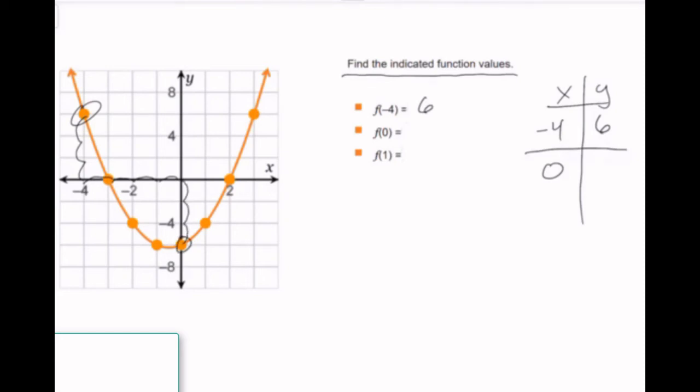Now, the next one, f of 0. When x is 0, you do not go to the right or left, you stay at the origin. And how many spaces would you have to go down? 6 spaces. In the downward direction, that's negative 6. So f of 0 equals negative 6. And the last one, f of positive 1: you go to the right 1 starting at the origin, and you have to go down how many? Negative 4. 4 spaces in the downward direction. So f of 1 equals negative 4.